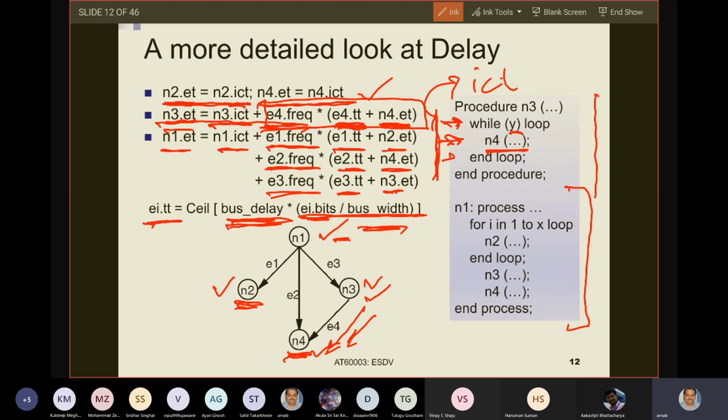Any confusions up to this? Because now I will shift to the optimization part of it. So this is the introduction to hardware software partitioning that I have completed. Now I will go into how you optimize a partition, how you solve a given hardware software partitioning problem. If you have any questions, you can ask me now.